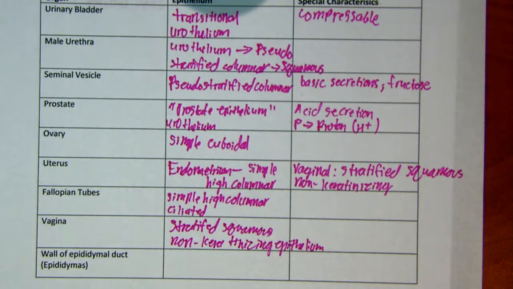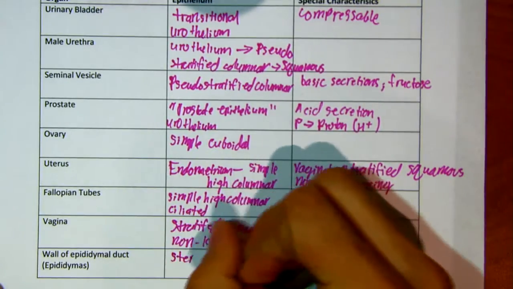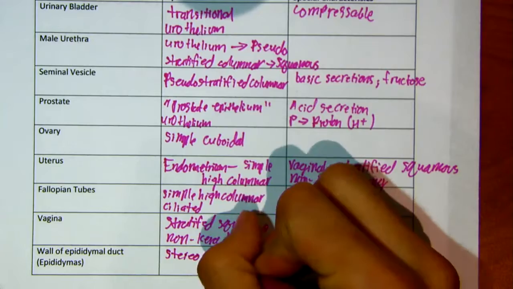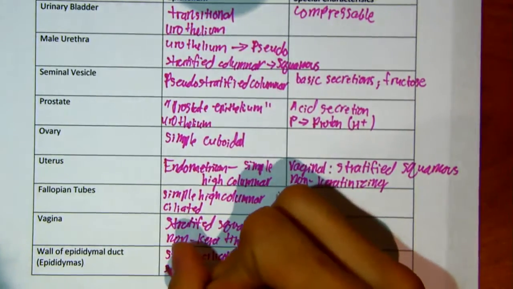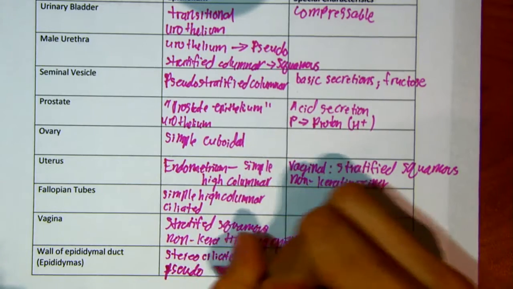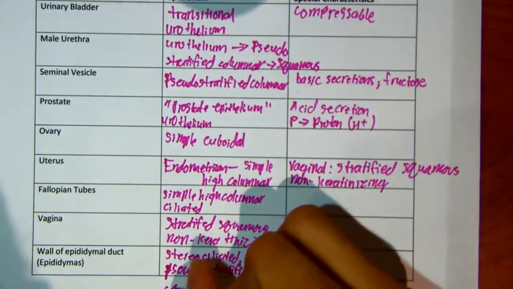All right, so let's talk a little bit about the epididymis. Can any of you guys name the epithelium types in the epididymis? It starts with a little bit of a funky word. So when we start out naming it, we call it stereociliated. Pseudo-stratified. Columnar epithelium.